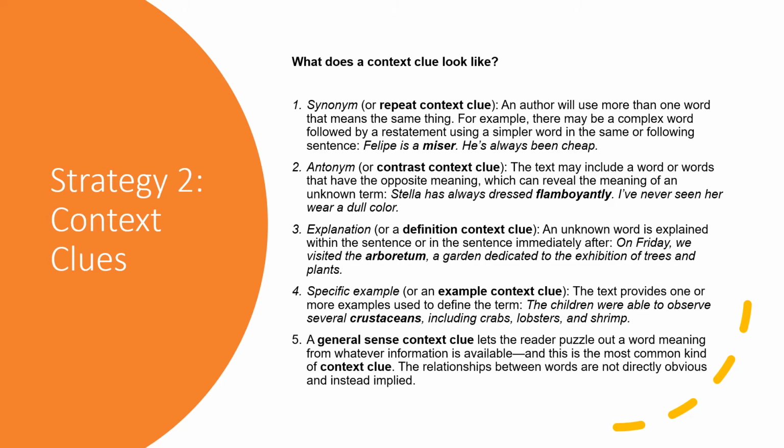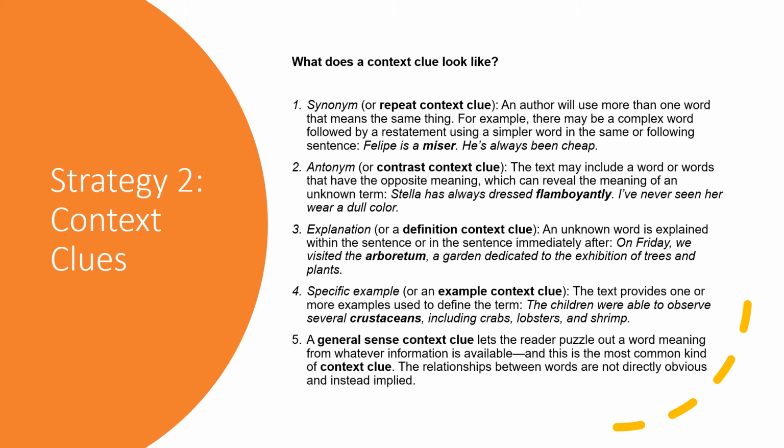clues. They can use a synonym when they put a word that is similar in meaning right next to the unfamiliar word. So here's an example. Philippe is a miser. He's always been cheap. So being cheap is, of course, the definition of miser.